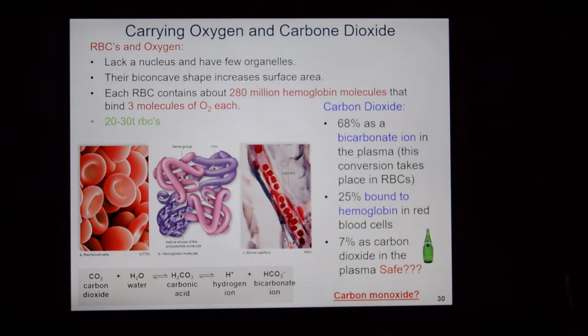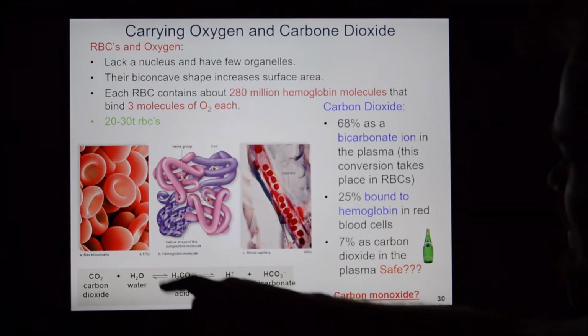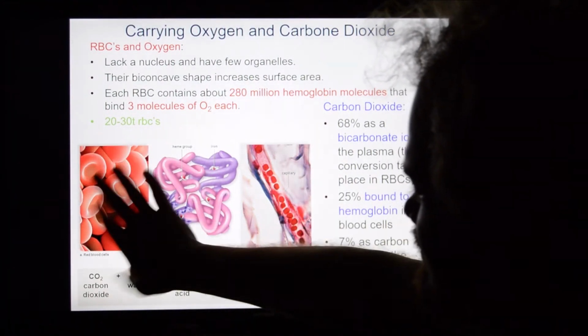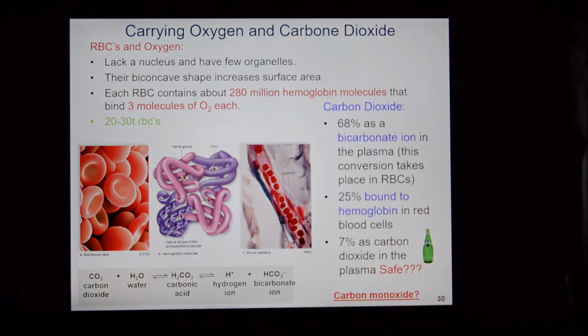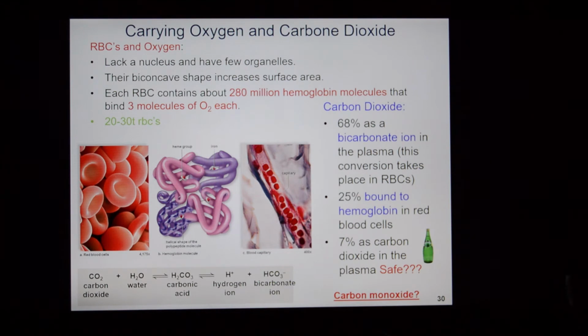Red blood cells and oxygen. Red blood cells carry oxygen. Red blood cells contain iron atoms that bind oxygen. You can throw numbers at this, and it's kind of fun to do. But the idea is there's no nucleus here, so they get this biconcave shape. And that increases their surface area so that they're more capable of exchanging and moving gases.